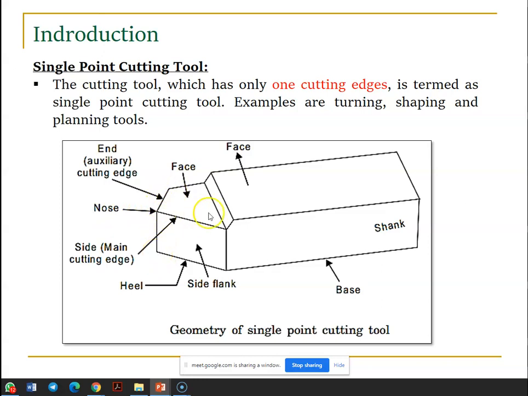Below the nose we have the heel. This is the top plane, and on the bottom plane we have the heel, directly below the nose. The plane below the side cutting edge we call the side flank. Similarly, the plane below the end edge is the auxiliary flank. These are the main geometry of the single point cutting tool.